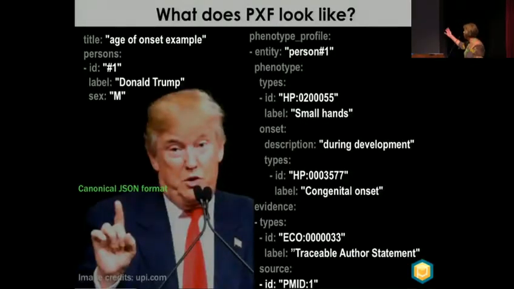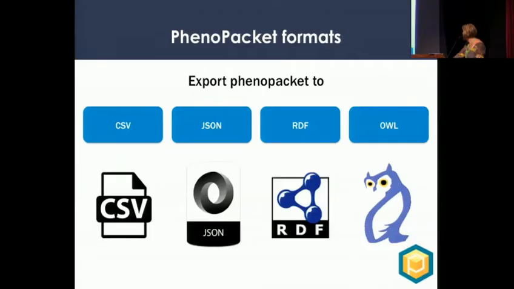So here's an example of a JSON description of a phenotype where you've got the particular individual who's involved. The human phenotype term is number 2055, which is small hands. It's congenital. Anyway, this is a traceable author statement. I'll blame it on Melissa. But you can export phenopackets to all of these, and this leads right to Nathan.